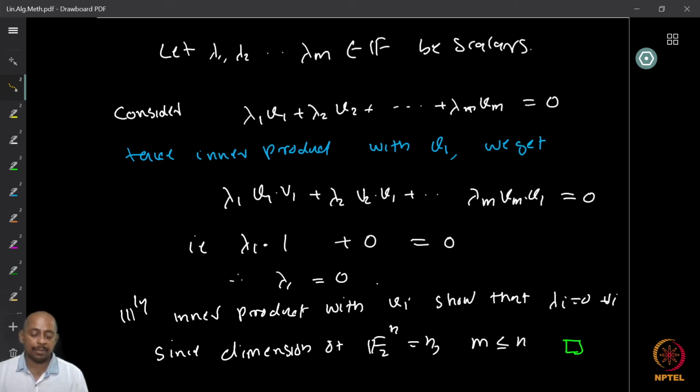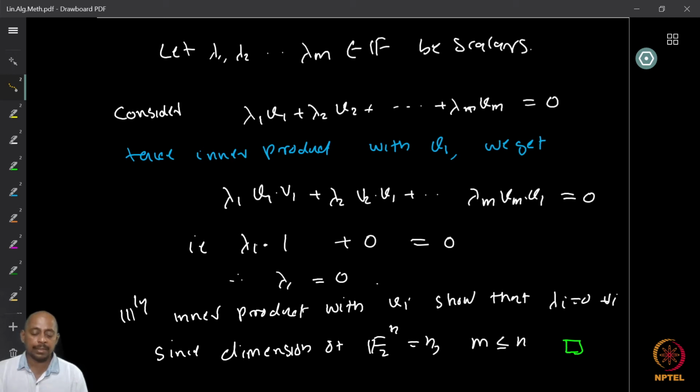Now what is lambda 1 into v1 dot v1? vi dot vi is 1 in the field F2. That's what we mentioned, because the club rules are satisfied: it is 1 because we have an odd number of people in the club. Now v2 dot v1, because these are two different clubs, the incidence vectors should share an even number of ones, and therefore they will sum to 0 under the field F2. So for every other term you will get 0. Therefore lambda 1 into 1 is equal to 0, so lambda 1 must be 0.